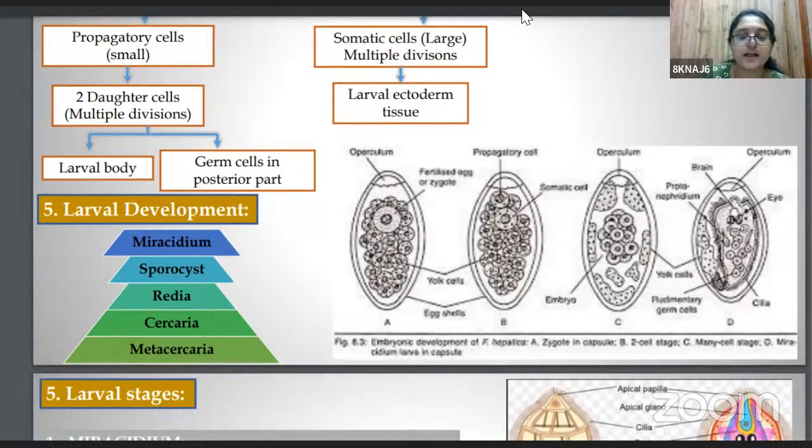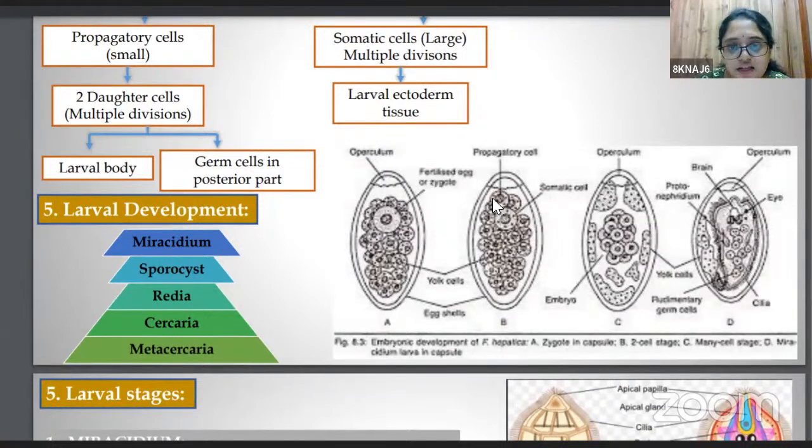So in this, again, you have 5 different kinds of larval forms over here. You have the Miracidium, Sporocyst, Redia, Cercaria, and the Metacercaria. You have the operculum. This is the fertilized egg or zygote. These are the yolk cells which provide nourishment. These are the egg shells as such. This is the propagatory cell. This is the somatic cell.